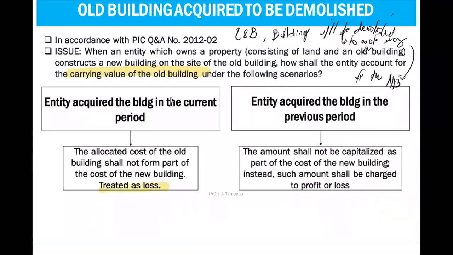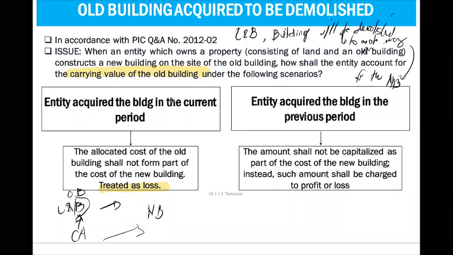Sir, bakit treated as a loss? Eh, di ba necessary naman yon to create the new building? Actually, hindi. Kasi di ba, you have here land and building. So yung building dito, yan yung old building. Tinanggal mo yung old building to create the new building. Ang tanong daw kasi dito, paano yung carrying amount na allocated sa old building? Isasama ba yan sa new building?